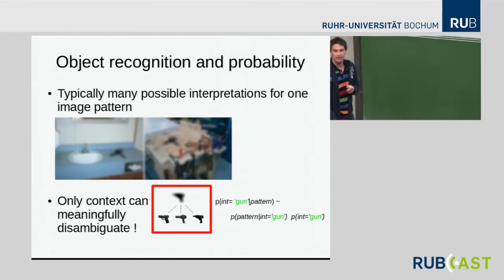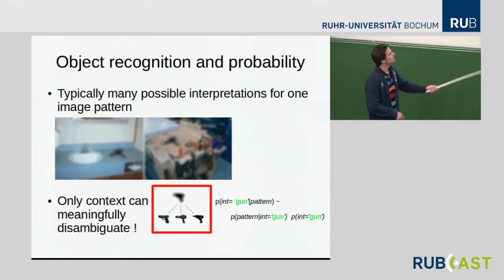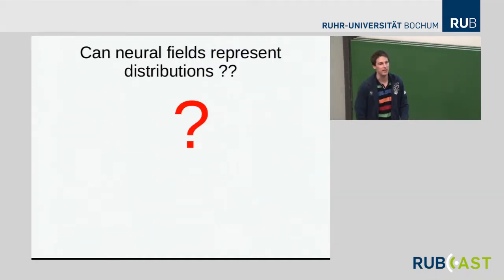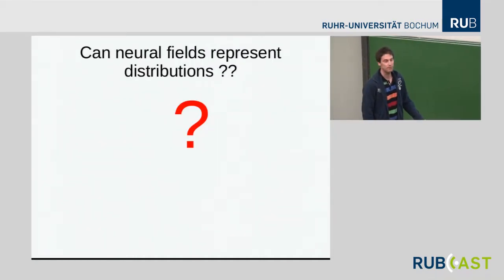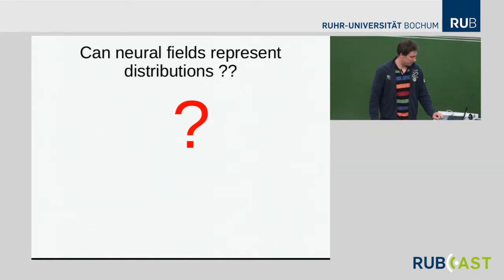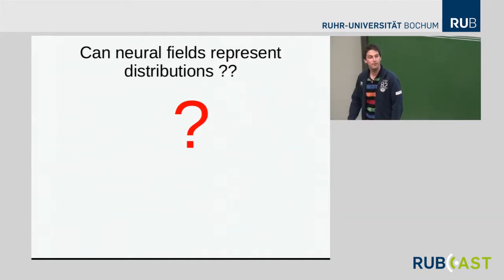So the question is, if we do this all the time, or apparently we do some approximation of it because our brain performs flawlessly in all these scenes, which our computer vision algorithms don't, how does the brain approximate this probabilistic computation? Because evidently it does something like that, otherwise it wouldn't be able to get all these results. And that's what made me think about how to replicate this behavior with neural fields.